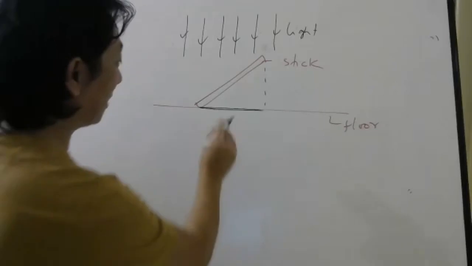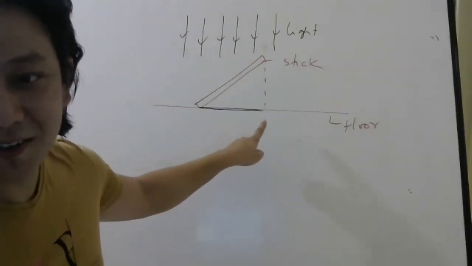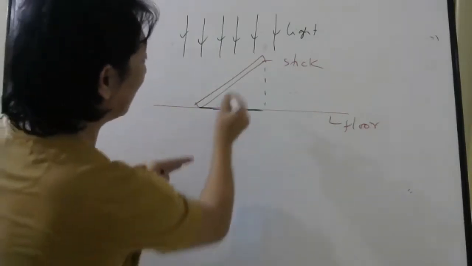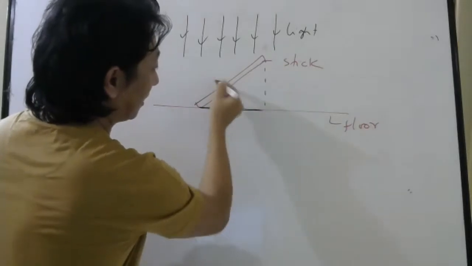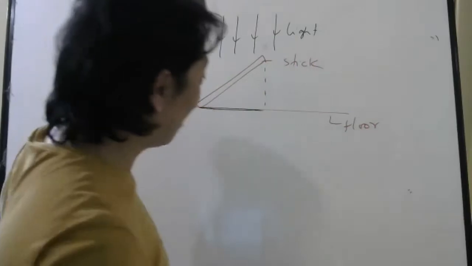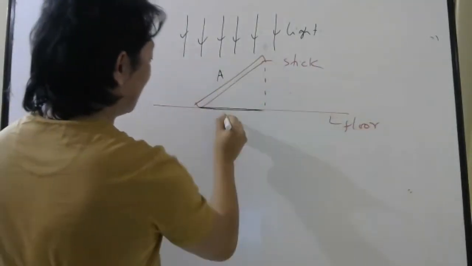Yes or no? This will be the shadow, right? Agree or not? So that shadow, this shadow he told, is the component of the stick along the floor. Understood? So if this length is A, this is your Ax.